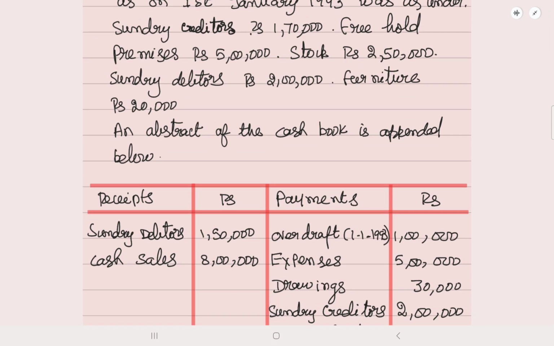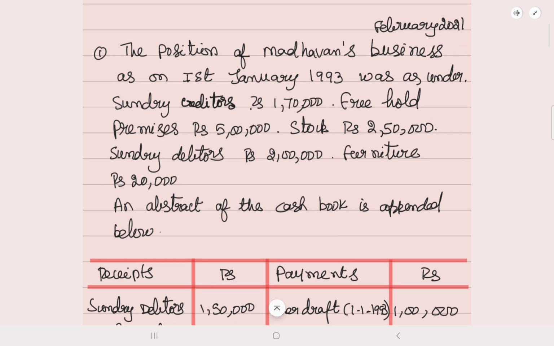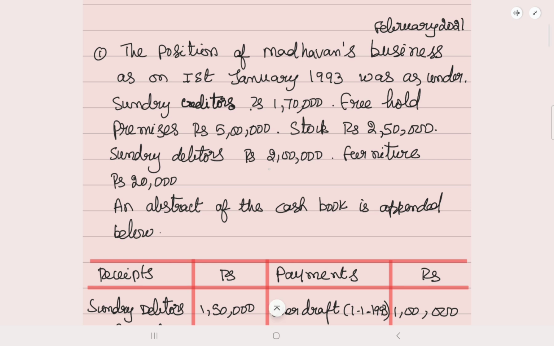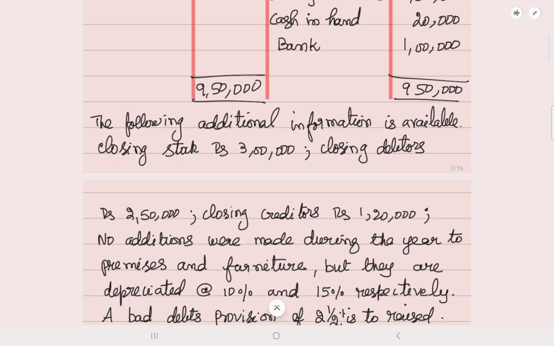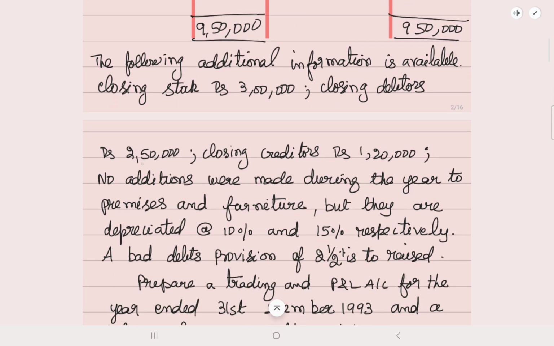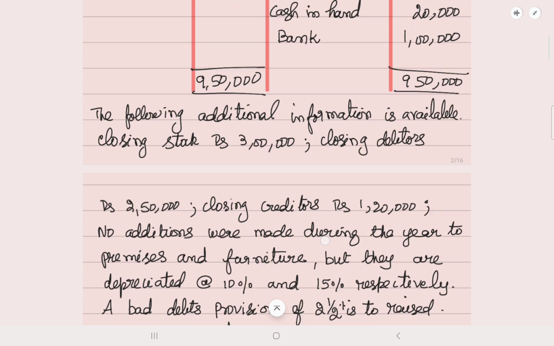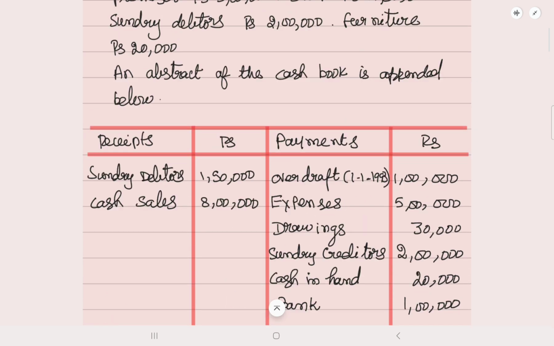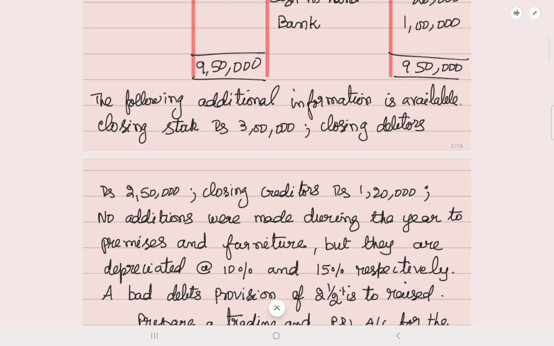Sundry debtors in the closing is 2 lakhs. Opening debtors is only 2 lakhs, but since the closing debtors is 2,50,000, we have to prepare the provision on the closing debtors of 2,50,000 only.